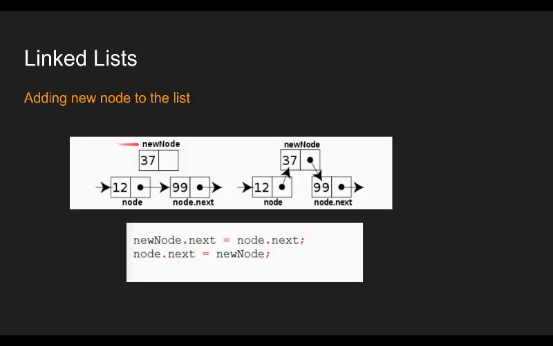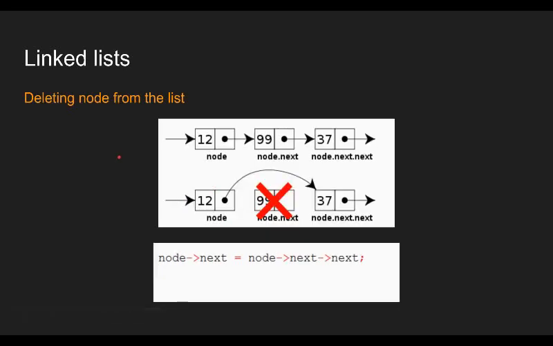So for example, if we wanted to add this new node between this node and this node, we simply make the next of the new node point to the old node.next, and then old node.next points to the new node, as we see here. And in case we wanted to append a new item to the list, we simply traverse until we reach the last element and make its next part point to the new node.